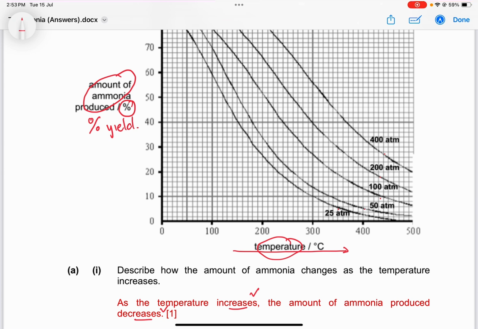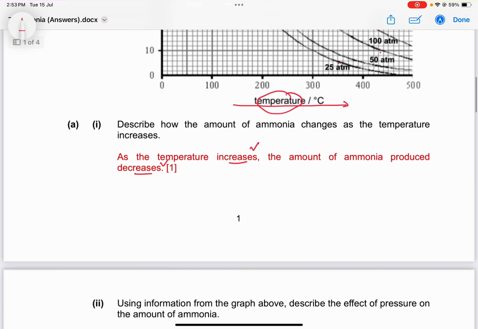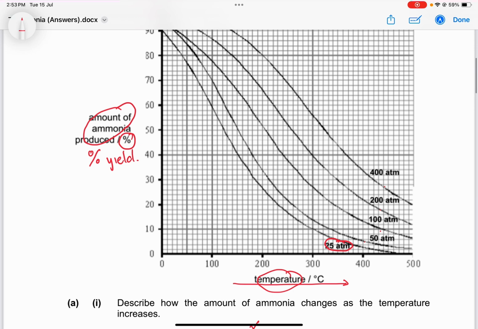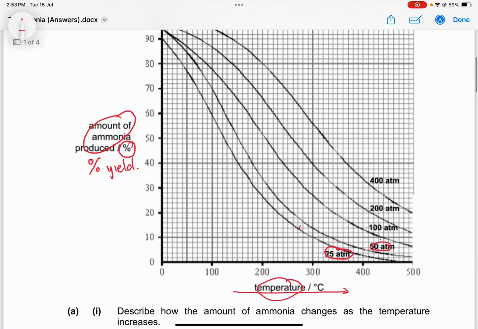Now this is the simple type of answering. There's a certain segment where they will ask you for data. So the next question they're going to ask is about data, and we can take a look at it. Okay, let's start. Using information from the graph above, describe the effect of pressure on the amount of ammonia. I know that as the pressure increases, the yield actually gets higher. But you cannot just look at the graph and say, okay, it will increase. The general idea is it's best if you can lock down a certain temperature and then from there compare the value of the yield.